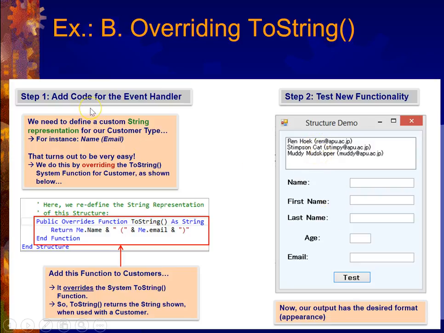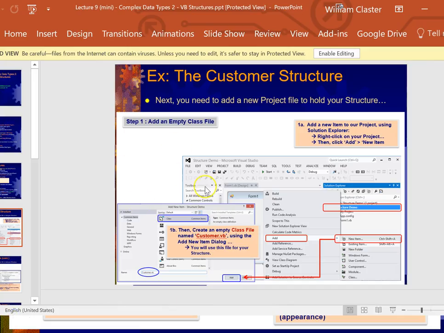So he says, add the code for the event handler. We need to define a custom string representation for our customer type, for instance, name and email, which is what we have here. That turns out to be very easy. We do this by overriding the toString system function for customer, as shown below. So we add this function to customers. Remember, we have customers, which we did in the last class.